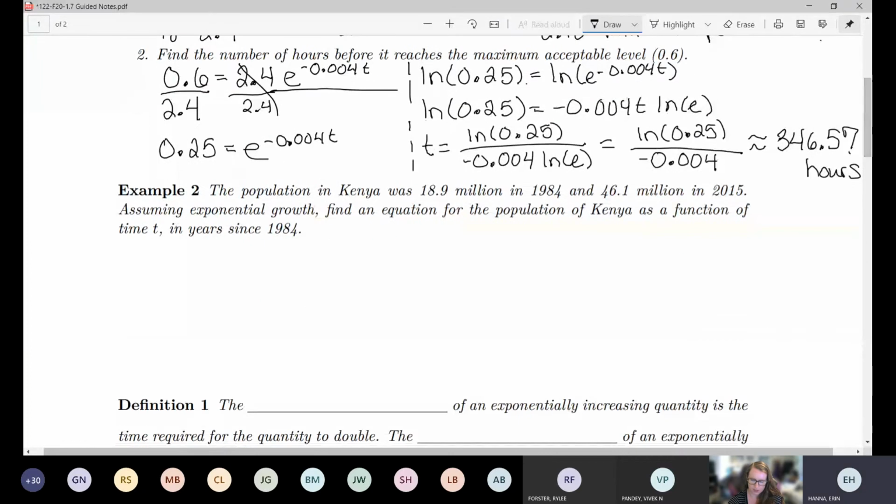I'll try to leave that one in, that last part. So the population in Kenya was 18.9 million in 1984 and 46.1 million in 2015. Assuming exponential growth, find an equation for the population of Kenya as a function of time t in years since 1984.